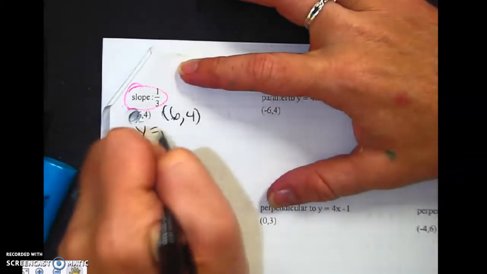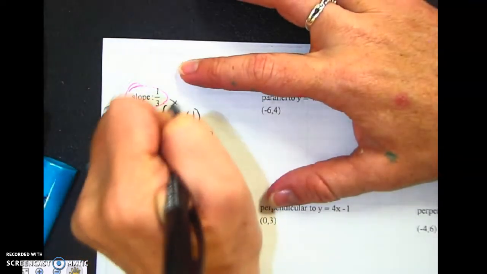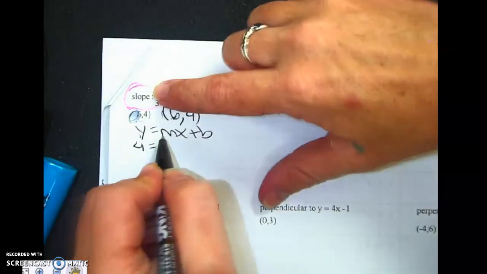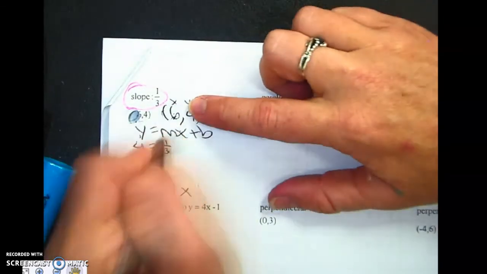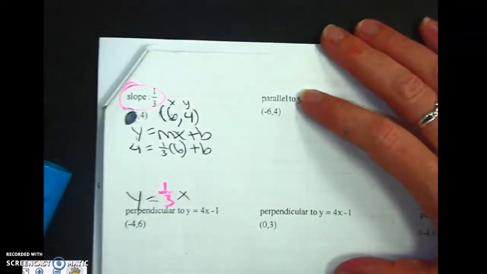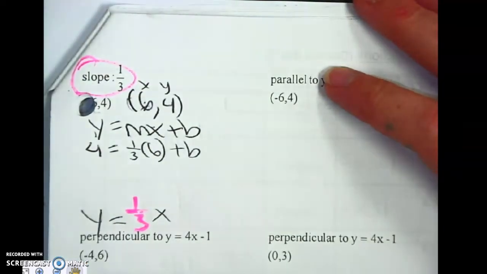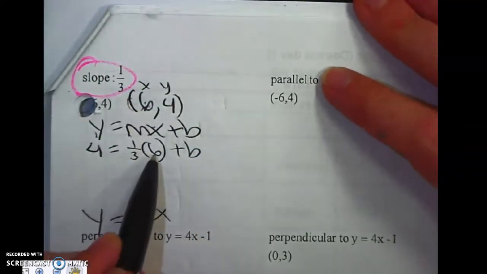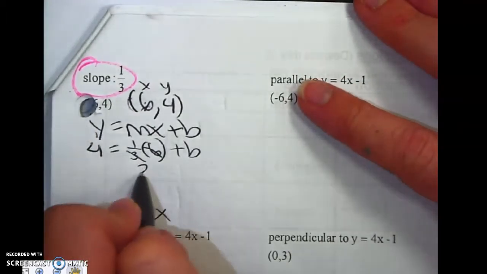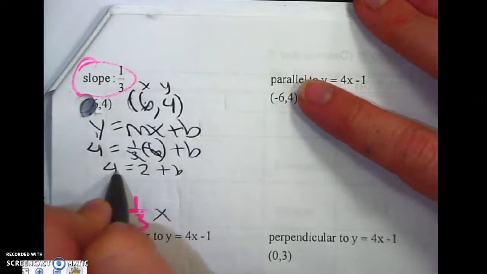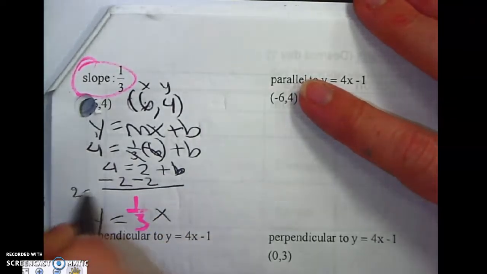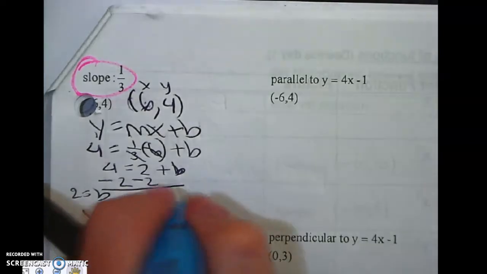So I do y equals mx plus b. This is my x, this is my y. 4 goes in for my y. 1/3 is my slope. X is 6 plus b. When you're multiplying fractions, of course, you can use the fancy calculator. But I know that if I have a number on top and a number on bottom, they divide, and that's 2. So that's just quicker for me than using a calculator. So now I know my b is 2, boom, plus 2.